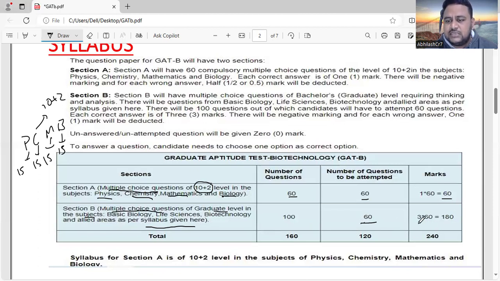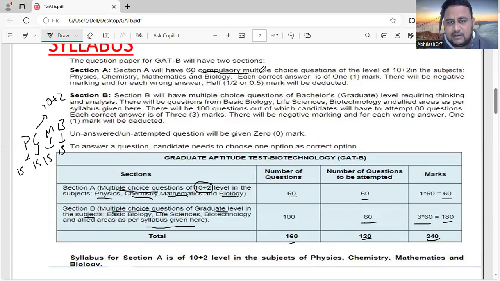Each question in section B carries 3 marks, so it comes to 3 into 60, that is 180 marks. So what is the total, friends? The total number of questions will be 160. The number of questions to be attempted is 120, because here you attend only 60 out of 100, and the total marks is 240. Now, section A will have 60 compulsory multiple choice questions, which is what we discussed now.